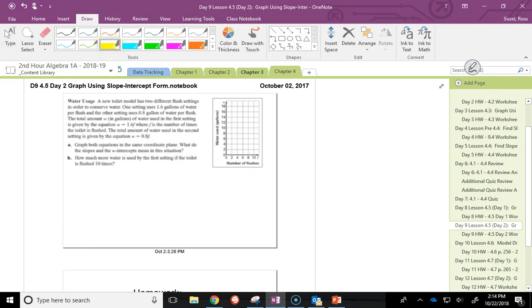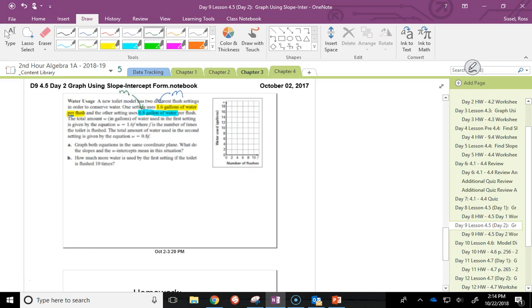One setting uses 1.6 gallons of water per flush. Ooh, there's that keyword per. So I'm already thinking in my head that this is my slope. And the other setting uses 0.8 gallons per flush. So I'm going to go ahead and think this is my second slope for that other equation.